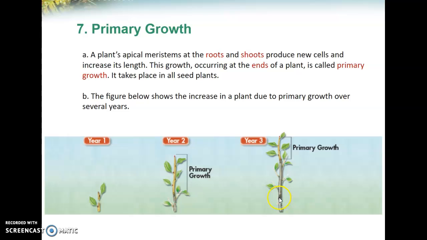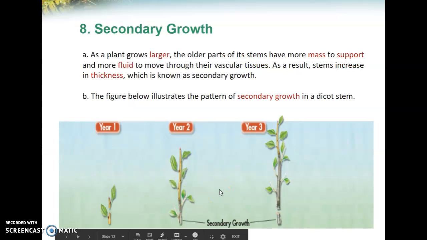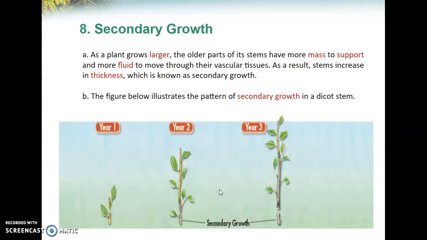If you look from here back to here, here's that scale scar that I showed you the other day in class. This was the primary growth of year 2 from here to here, and then here's the primary growth the first year down here. So that's primary growth. The plant gets taller or longer. It applies to both roots and branches.